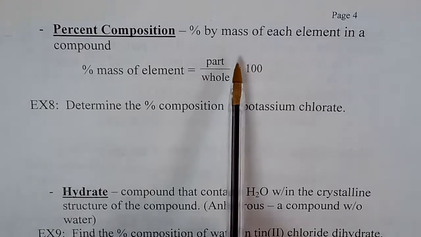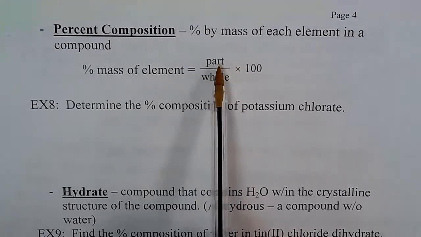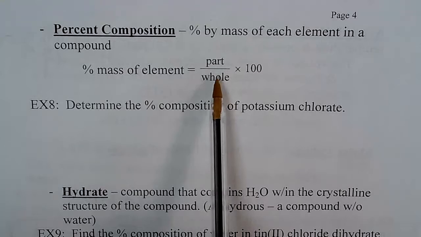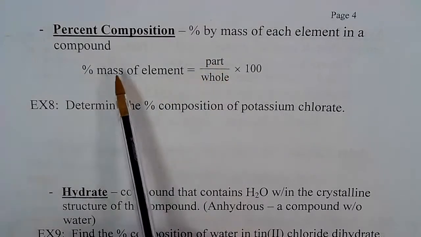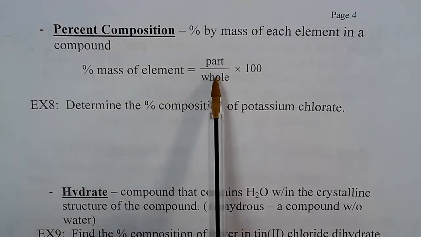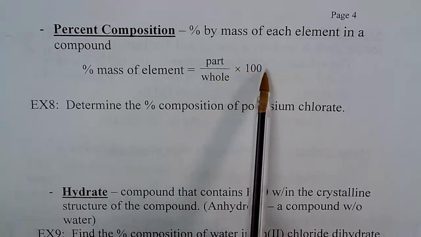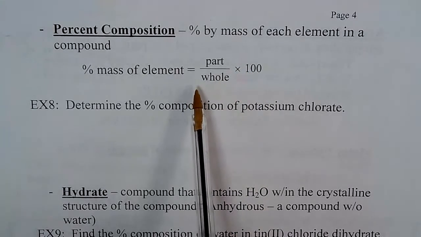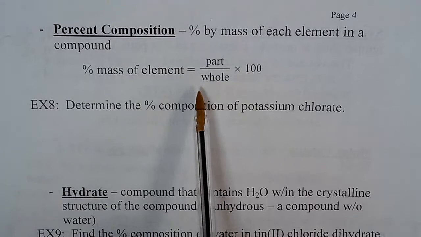All right, so to figure out percent composition, we're going to take the part, whatever that is, the mass of the element in this case, and divide it by the whole mass of the compound, and then multiply times 100 to arrive at a percentage for that element.